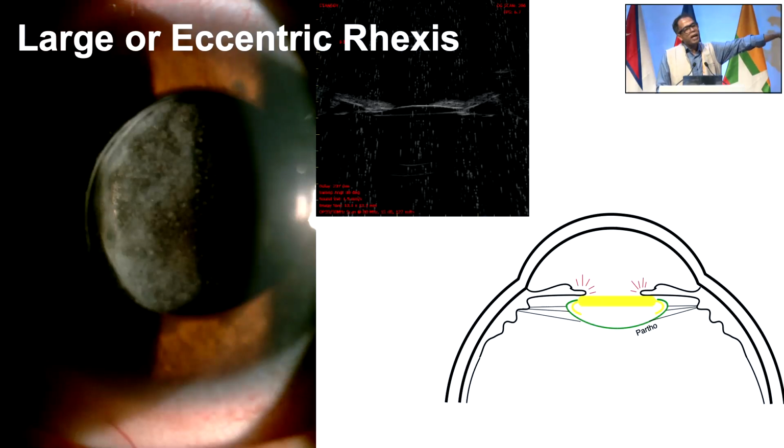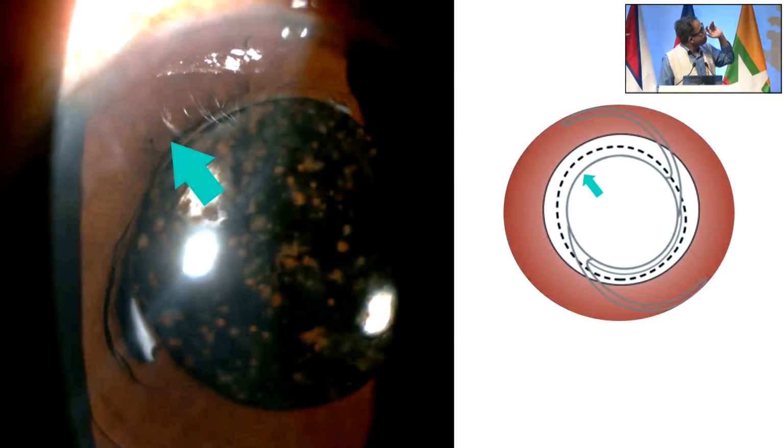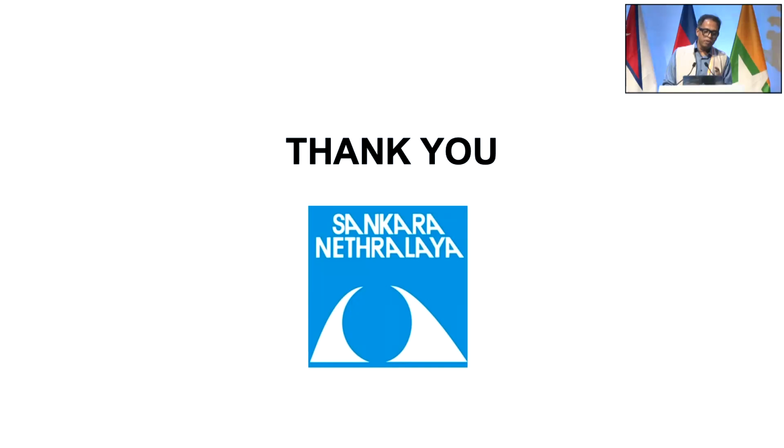The schematic diagram is showing how that square edge, if it is exposed, can rub the iris and can cause significant inflammation. This is another case you see, same in-the-bag implantation, but large rhexis, the square edge is actually rubbing the iris and causing intense inflammation. Thank you for your patience.